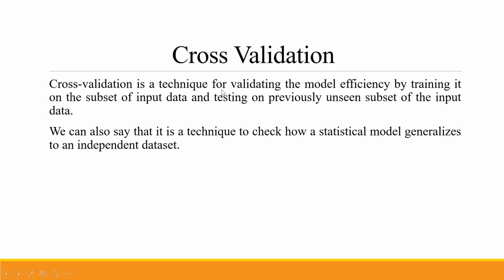Cross-validation. Cross-validation is a technique for validating the model efficiency by training it on a subset of input data and testing on a previously unseen subset of the input data. We can also say it is a technique to check how a statistical model generalizes to an independent data set.